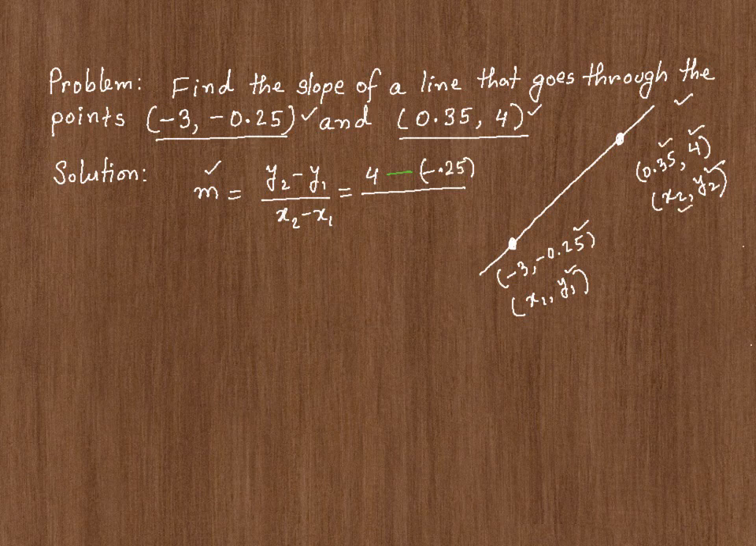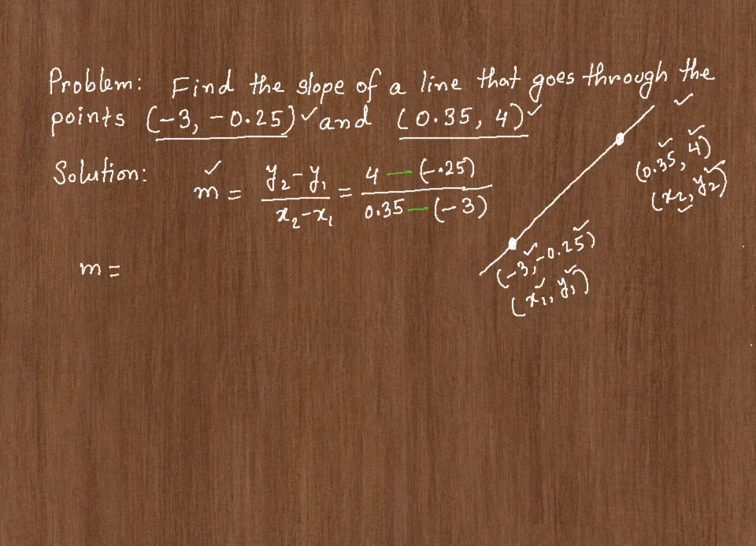x2 is 0.35, 0.35. Now minus, this minus is coming from the formula. Then I put inside the parenthesis because there is a negative sign, x1, which is this, negative 3. Now all I have to do is simplify these numbers.